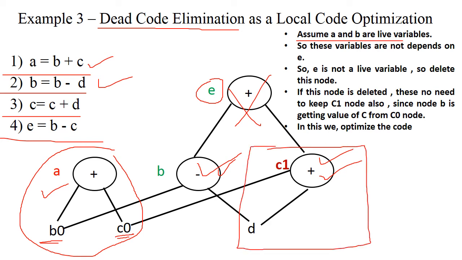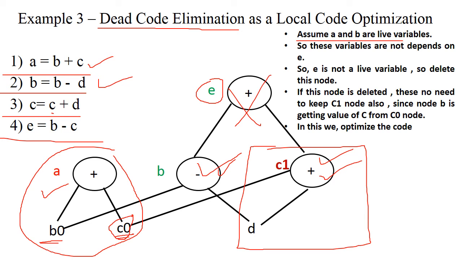C1 is equal to... now see how the C value is calculated. C is equal to C plus D. So this part is drawn. Now the C variable is required in A. So already one node is added there basically. So why is it necessary to keep this one? So in this way we can eliminate this part and this part.